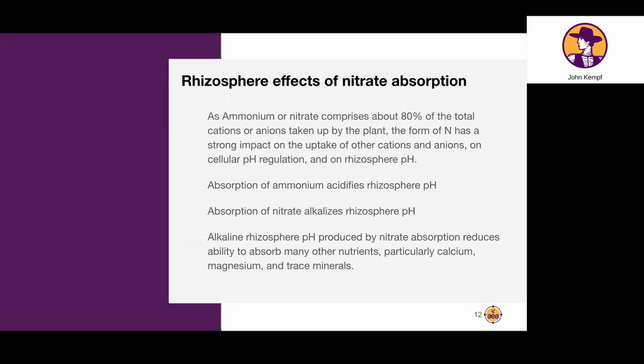So there are all these trace minerals, silicon, and other elements that are involved here as well. But the short version is simple. We can simply say that when plants absorb nitrate nitrogen, it alkalizes the rhizosphere pH and greatly reduces the plant's ability to absorb other nutrients.